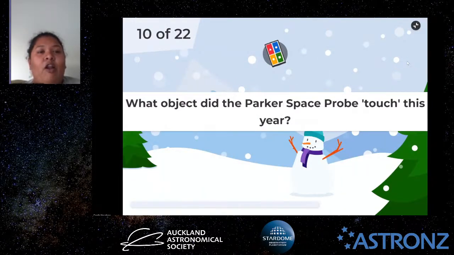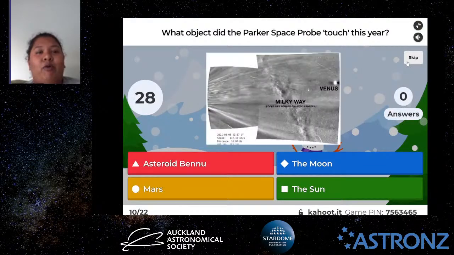All right, what object did the Parker Space Probe apparently touch, that's why it's in quotation marks, this year? So is it asteroid Bennu, the Moon, Mars, or the Sun? So what object did the Parker Space Probe touch this year?